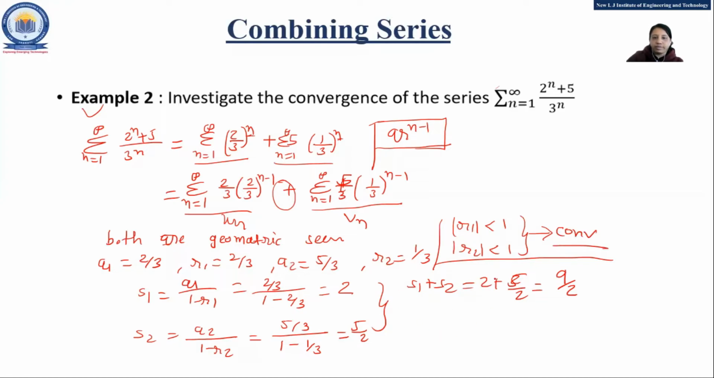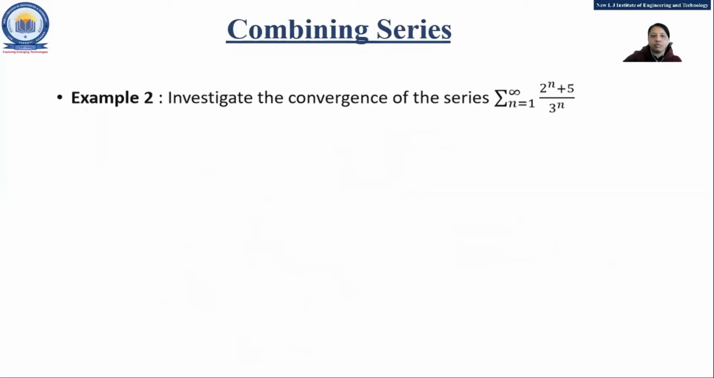Anyone? Okay, fine. In that way, you need to separate the two series. You need to specify the series. You need to decide which series it is, and according to that, what the criteria are to check the convergence of that particular series. Fine. So this is about combining series.